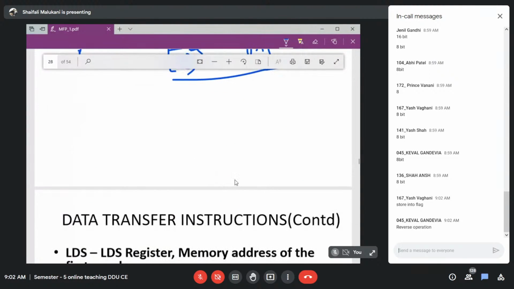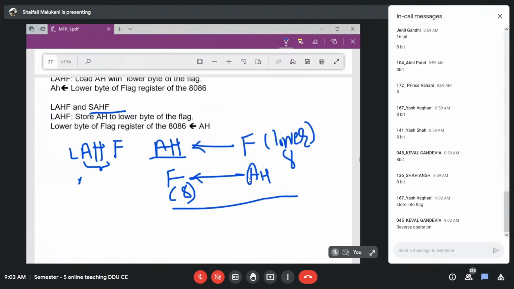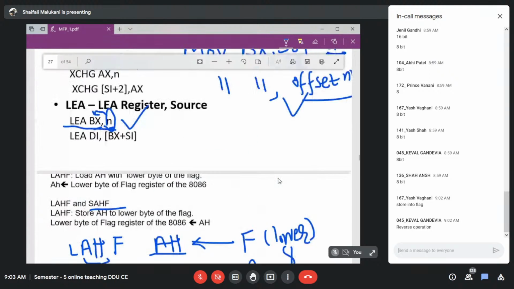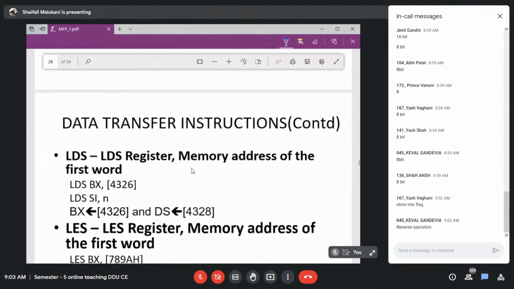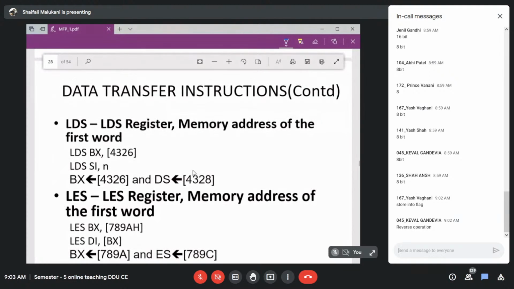See, in data transfer instructions, flags are not affected. When you are just moving data from here to there, flags are not affected. Like the move instruction or other data transfer instructions in which data is transferred, like LEA. In these instructions, flags are not affected. When it is arithmetic and logical operations, at that time flags get affected. So a few more data transfer instructions are yet there. Let us quickly see them.